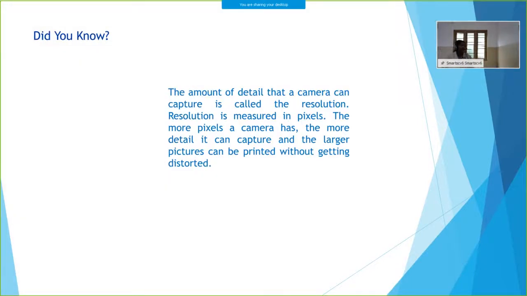The amount of detail that a camera can capture is called the resolution. What is the unit of resolution? Pixel. Resolution is measured in pixels. The more pixels a camera has, the more detail it can capture and the larger pictures can be printed without getting distorted. Just to read this portion.